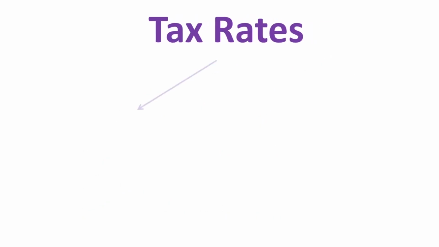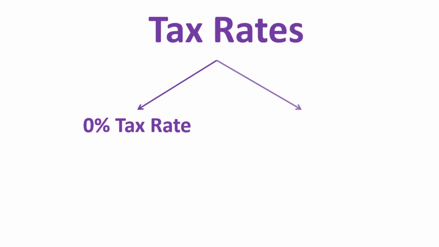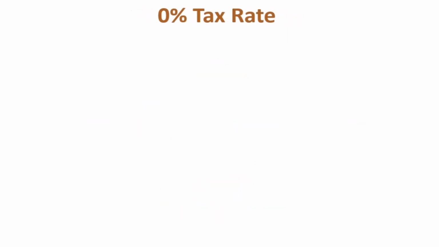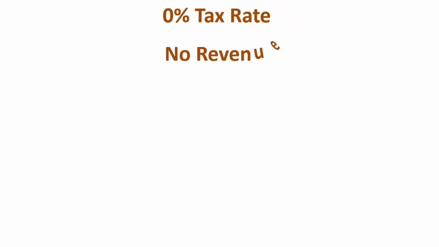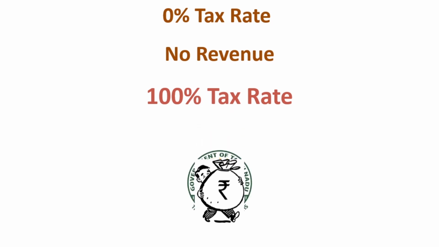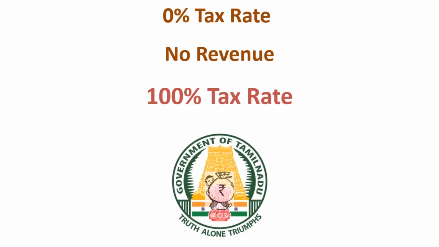The Laffer curve shows two extremes of tax rate. There is a 0% tax rate and a 100% tax rate. Both yield no tax revenue. If the tax rate is 0%, no revenue will be raised. If the tax rate is 100%, people will have no incentive to work, save or invest at all, because the whole income will go to the government. Thus, the tax revenue will again be zero.